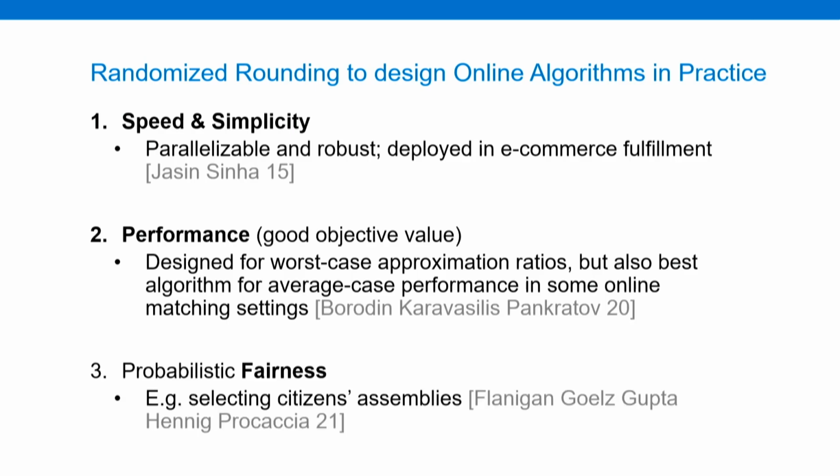And finally, coming back to fairness, for probabilistic fairness, there has been usage of offline randomized rounding in this Nature paper from 2021. And I think it would also be very interesting future work to consider online randomized rounding settings when you have to select citizens' assemblies in an online fashion.